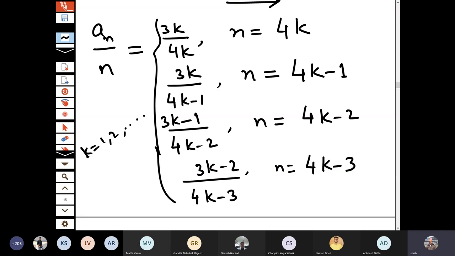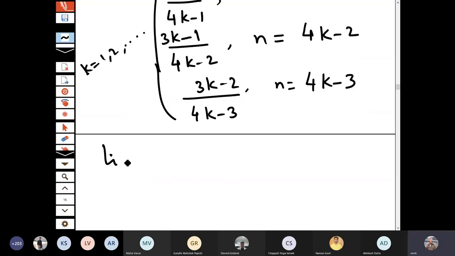Now you can see I have actually broken up this An/n as 4 subsequences. And if you look at the limit here, for each of the subsequences, the limit is 3/4 only. Whether you consider 3k/(4k minus 1), the limit will be 3/4. If you consider the limit of (3k minus 1)/(4k minus 2), the limit is 3/4. If you look at the limit of (3k minus 2)/(4k minus 3), the limit is 3/4. So the limit of An/n as n tends to infinity is 3/4.